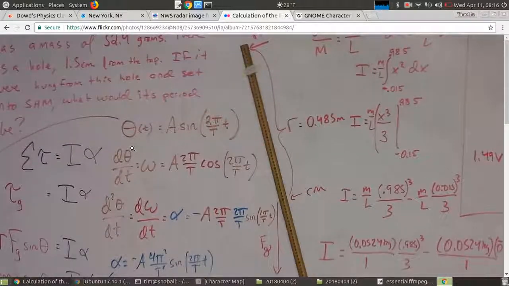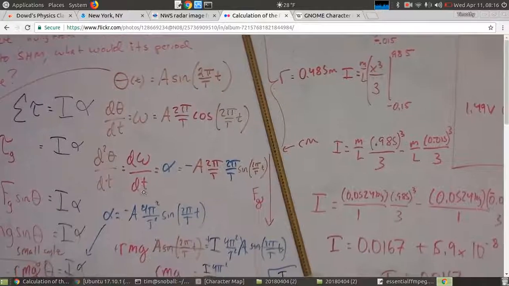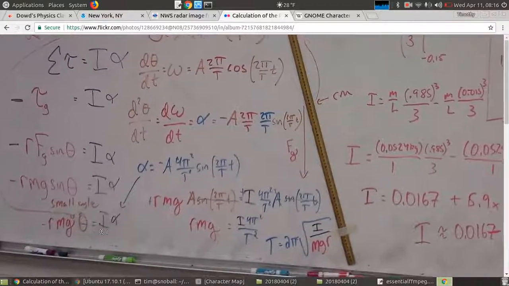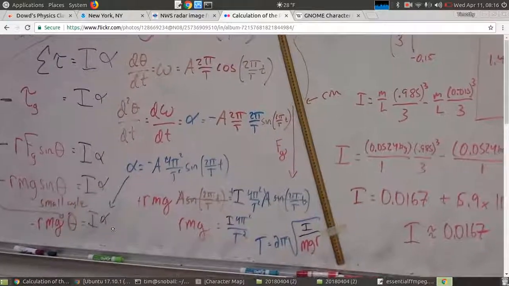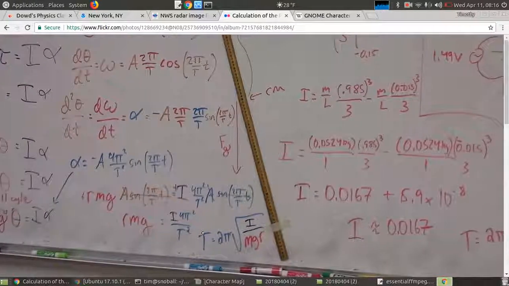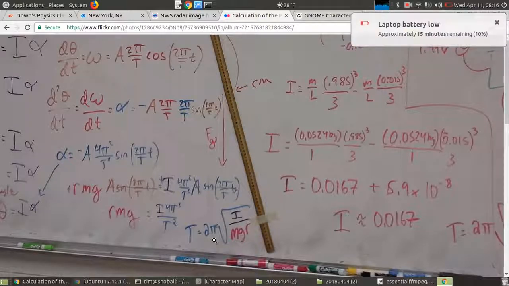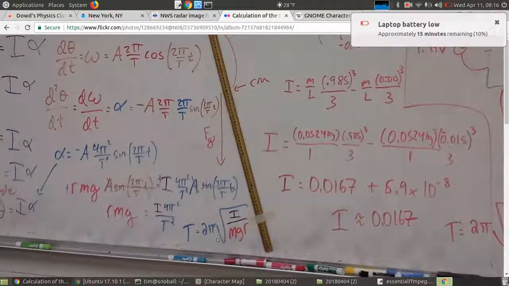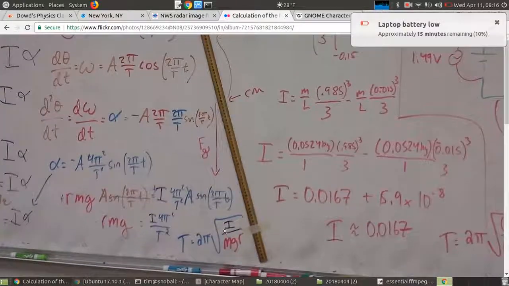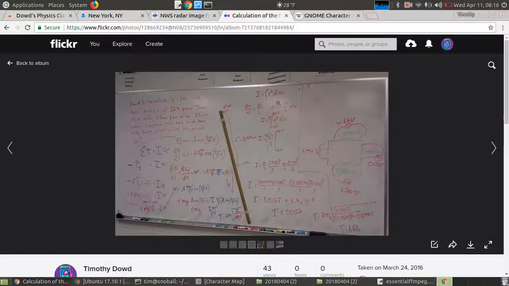I've got my theta. I got alpha, which is its second derivative. As always, I just plug back into what we got from our torque or force equation. Most of it all cancels, and there's the equation for the period of a physical pendulum. The only thing tricky here is figuring out what is I. So that's what the math is over here.